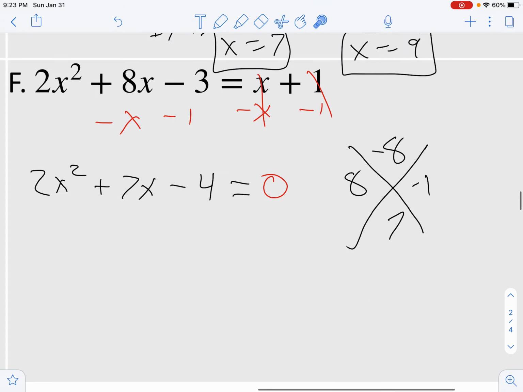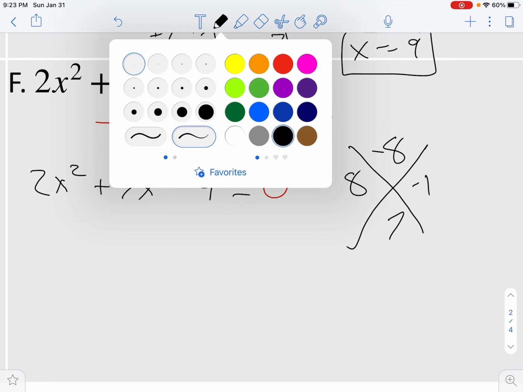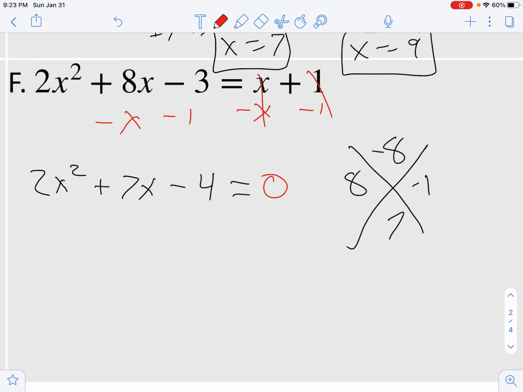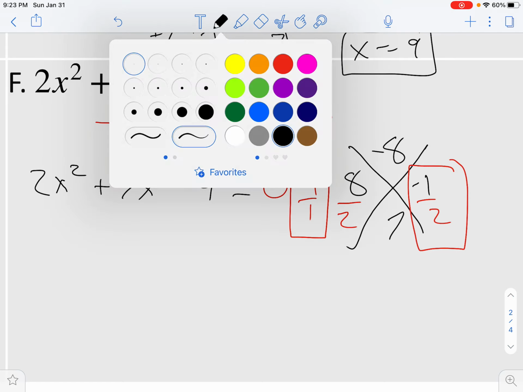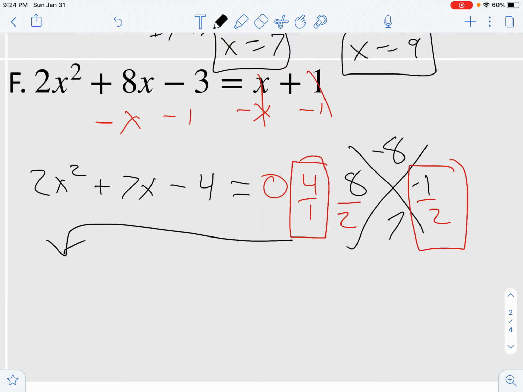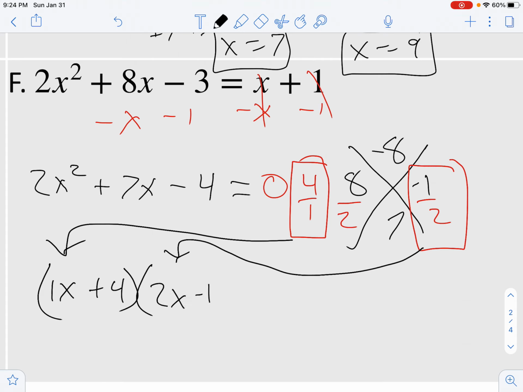There is a number in front, so there is extra work I need to do. Any strategy, I'm going to use bottoms up again because I find it to be the fastest and most effective. I reduce 8 over 2 to 4 over 1, and negative 1 over 2 is in its simplest form. So this becomes 1x plus 4 times 2x minus 1, still set equal to 0.